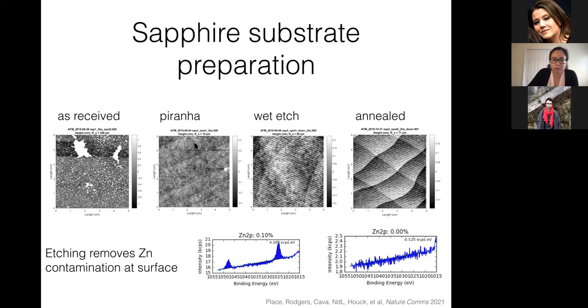We can do standard solvent cleaning to remove most of it, but then we can also do things like XPS to look for heteroatom contaminants at the surface. And what we found is that you can remove all of these heteroatom contaminants by doing a gentle wet etch that removes the top few nanometers of material. And we can also go one step further and anneal the sapphire at high temperatures to recover atomic terraces.